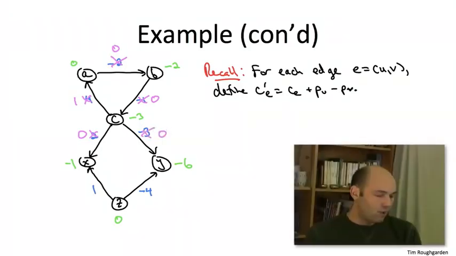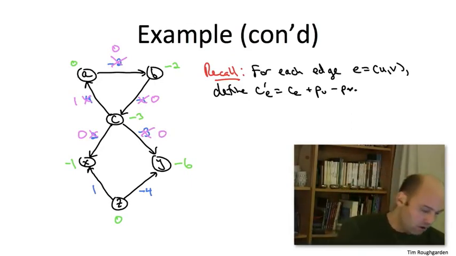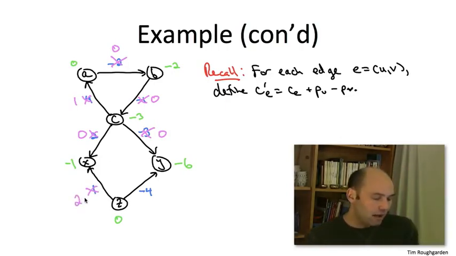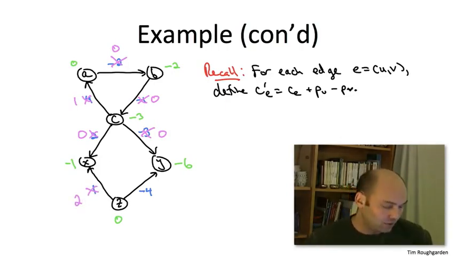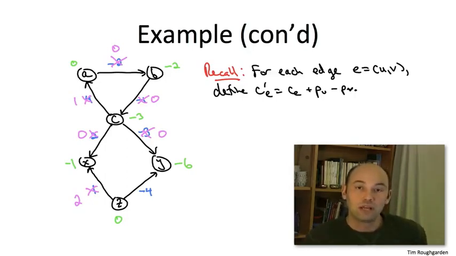For the arc Z comma X, we start with 1, we add 0, we subtract minus 1, so we get a new cost of 2 on the arc Z comma X. Finally, for the arc Z comma Y, we start with minus 4, we add 0, we subtract minus 6, that is, we add 6, so that gives us a new length of 2.